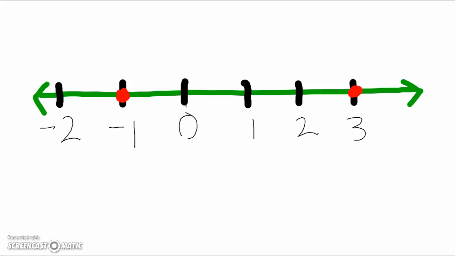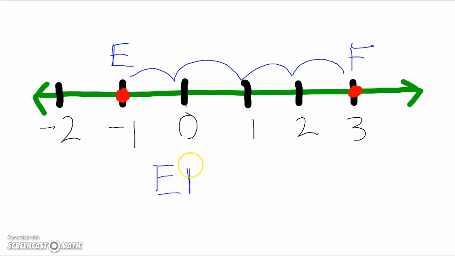If we want to figure out how far point E is from point F, it could be as simple a concept as literally counting the spaces between point E and point F. 1, 2, 3, 4. So E to F has a distance of 4. And we could write it like that. When you see two letters together like this, that means someone is asking for or communicating the distance from one point to another.